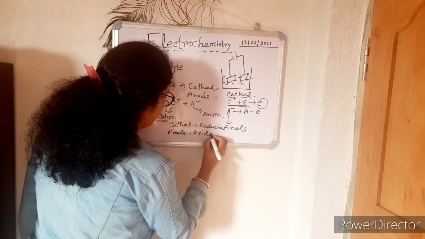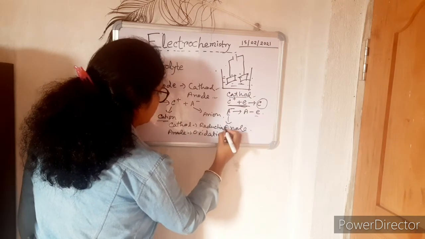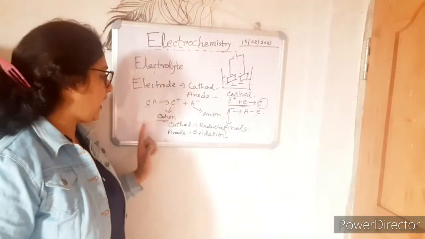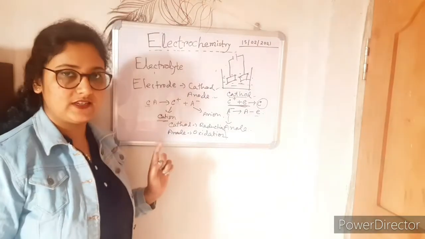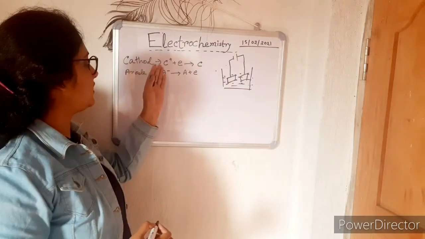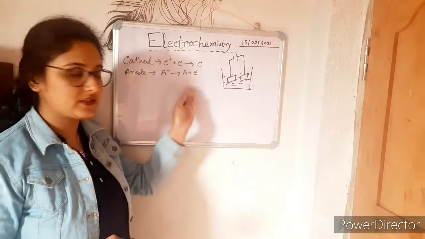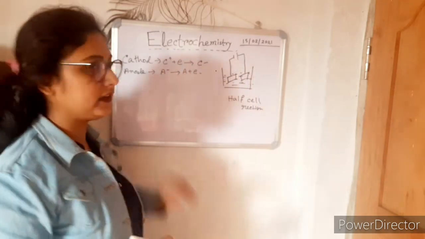Okay, so this is very important. Cathode reaction is the reduction reaction, and anode reaction is an oxidation reaction. Cathode reaction is the reaction where reduction takes place, and anode reaction is the reaction where oxidation takes place. Now these two reactions are known as the half cell reactions, because by combining these two half cells, that is cathode and anode, we are getting a full cell.